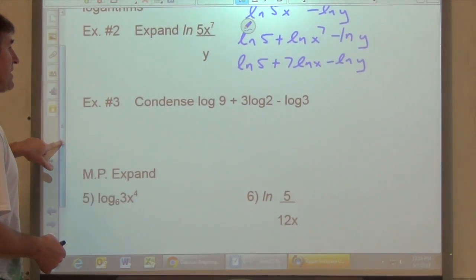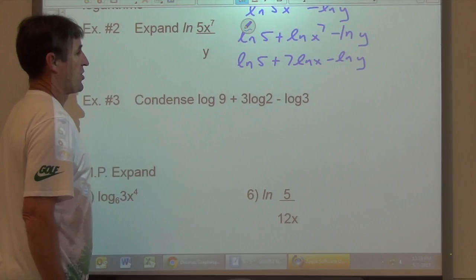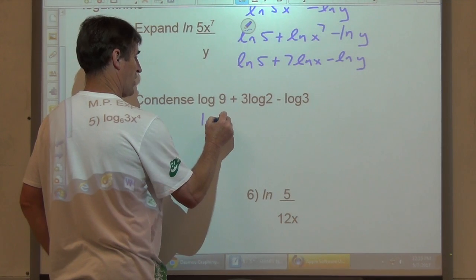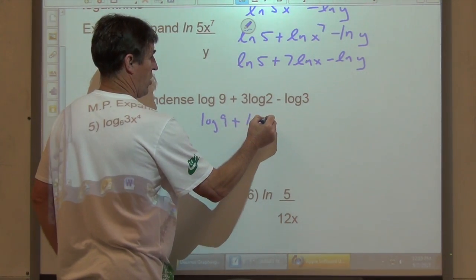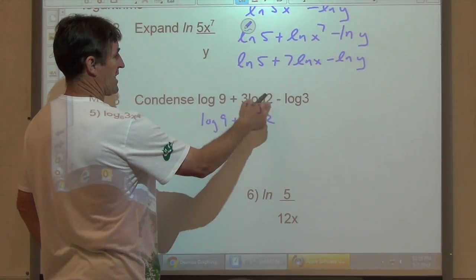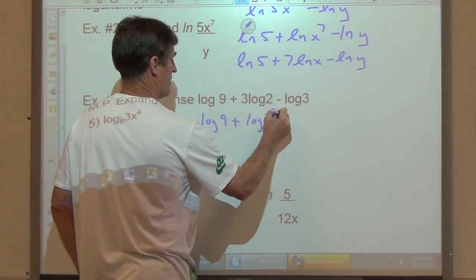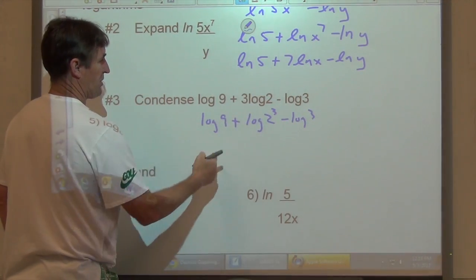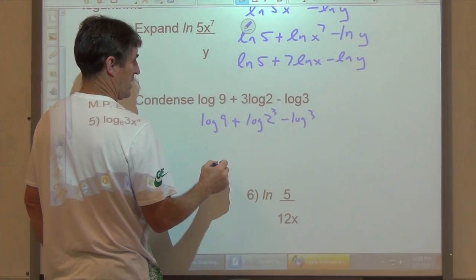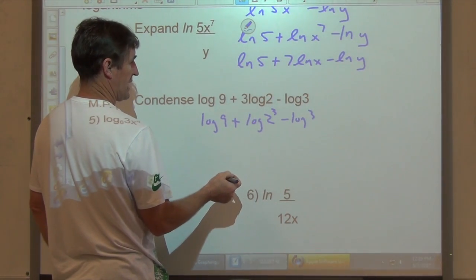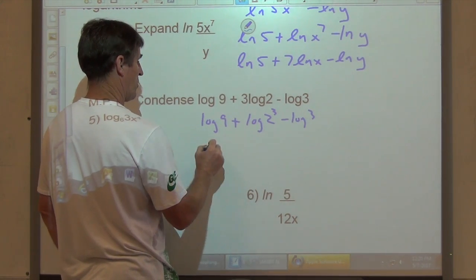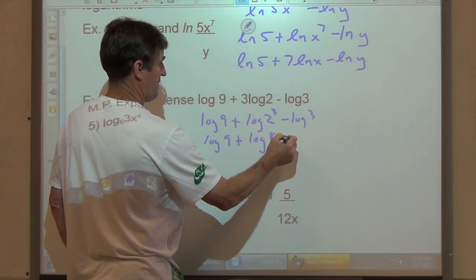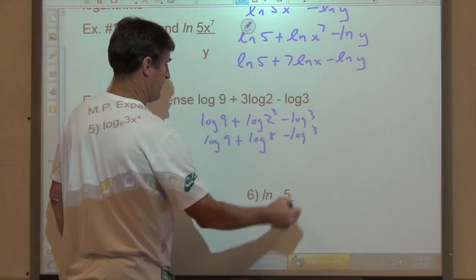And then condensing it, we're going the other way. And so I'm just going to start here. We can move this 3 to the exponent, so this becomes log 9 plus log 2 to the 3rd minus log 3. And remember, there's no base in these, so it's base 10. And then 2 to the third, we can go ahead and convert that to 8. So we can go log 9 plus log 8 minus log 3.